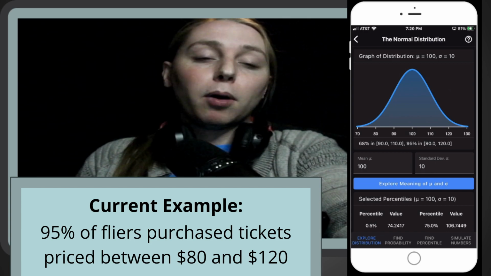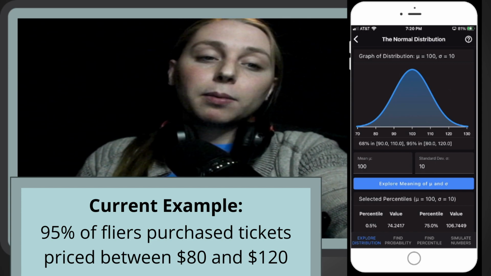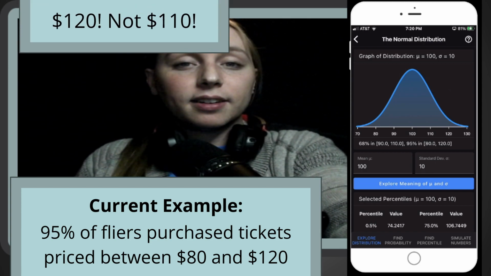Let's bring this back into the context of the question. If we drew a line up from 80 and 120, we would know that about 95% of people paid for flight tickets that priced somewhere between $80 and $120.